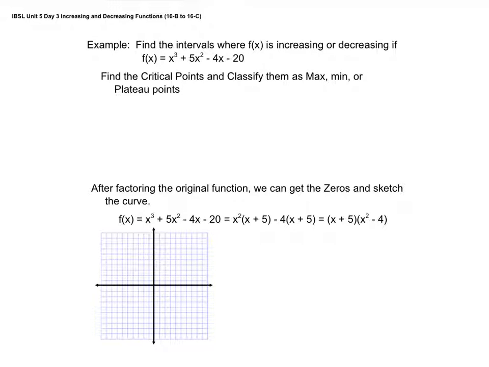So, if I'm finding critical points, the first thing I'm going to do, when in doubt, find the derivative. So f prime of x is 3x squared plus 10x minus 4. And to find critical points, we've got to do what with this? Set it equal to 0.